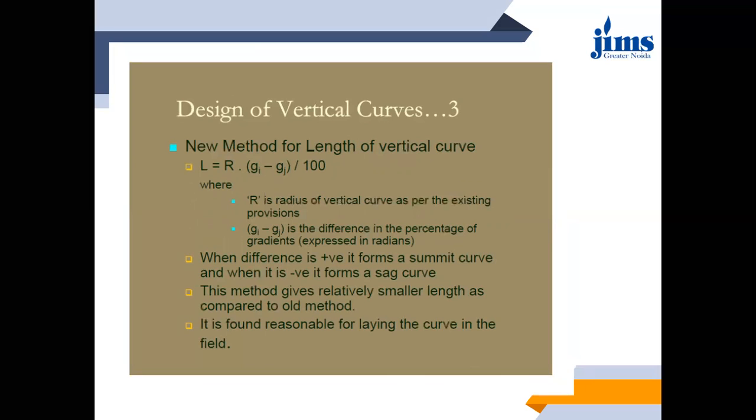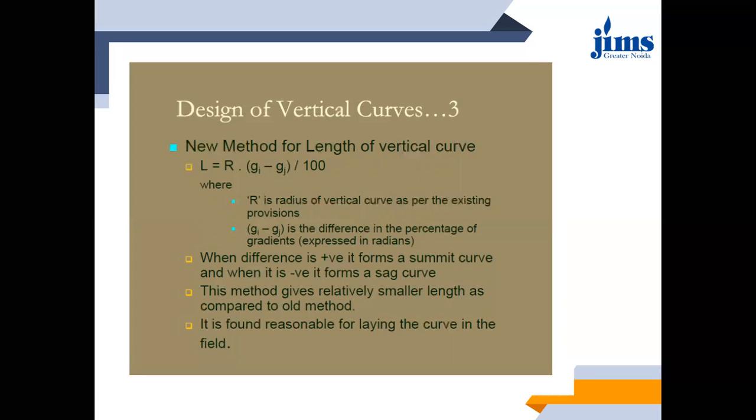Now, as per the new method, the length of the vertical curve is calculated by the following formula: L is equal to R into (GI minus GJ) upon 100. Over here, again, GI minus GJ is the difference in percentage of the gradients. And this GI minus GJ is always expressed in terms of what?